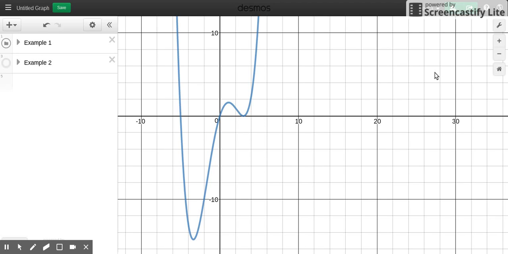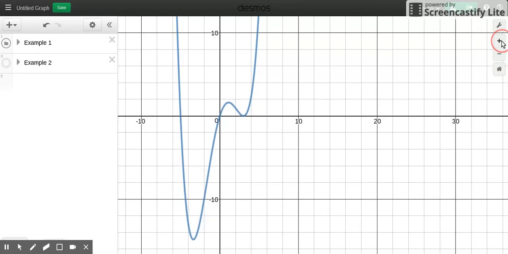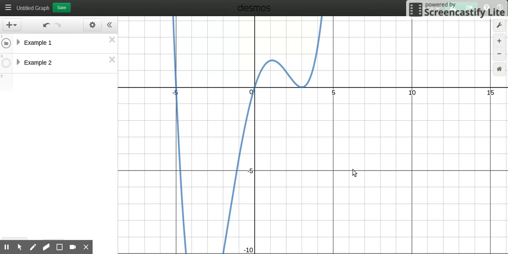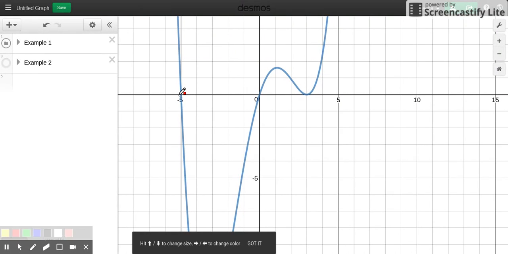So this problem is like number 3. You're given a graph and you have to come up with a possible equation. So the first step you want to do when doing this is you want to look at the graph and find where the zeros are. So if I'm looking at this graph, I could see there's a 0 at x equals -5.